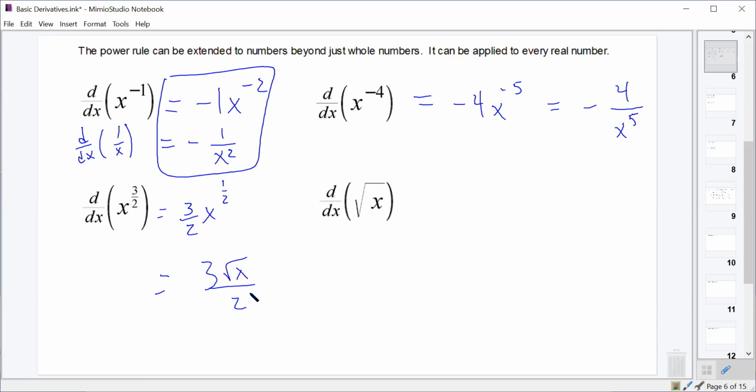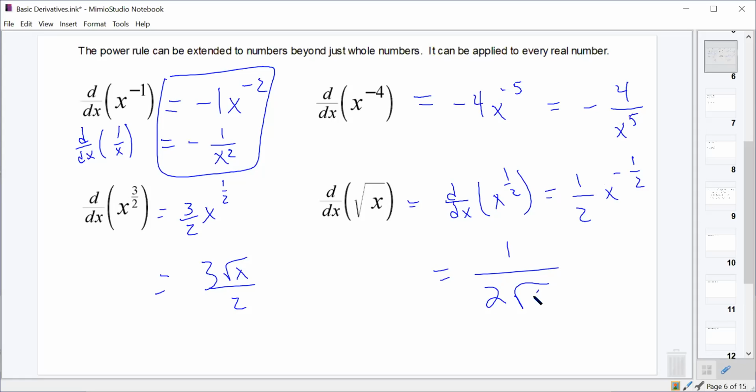And what about this one? We did this one earlier, right? We did the derivative of root x. But let's show using the power rule that it comes out the same. The derivative of x to the 1/2 should be 1/2 x to the -1/2. And x to the -1/2 should drop into the denominator as the square root of x. And this is exactly what we got earlier, isn't it? For the derivative of root x.